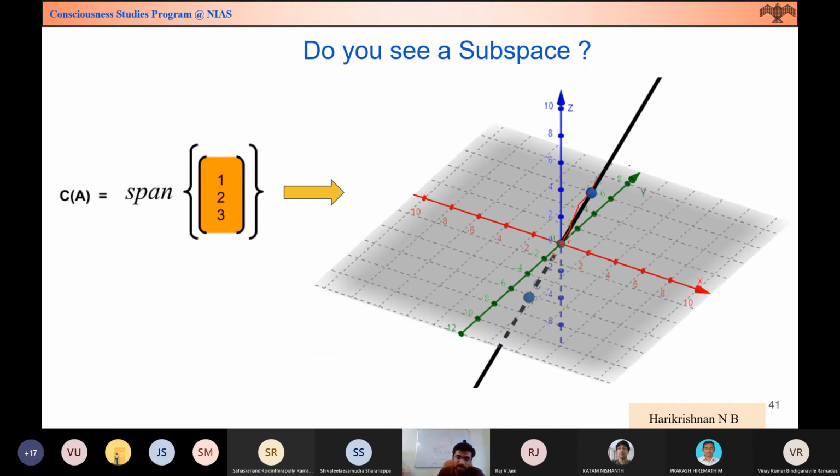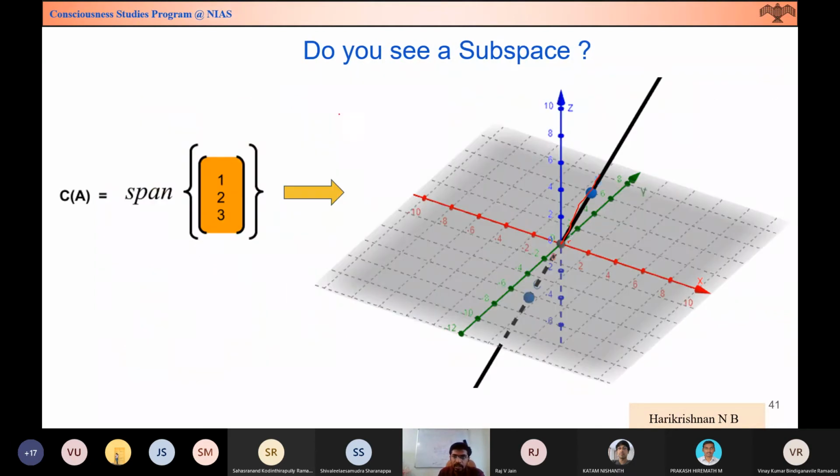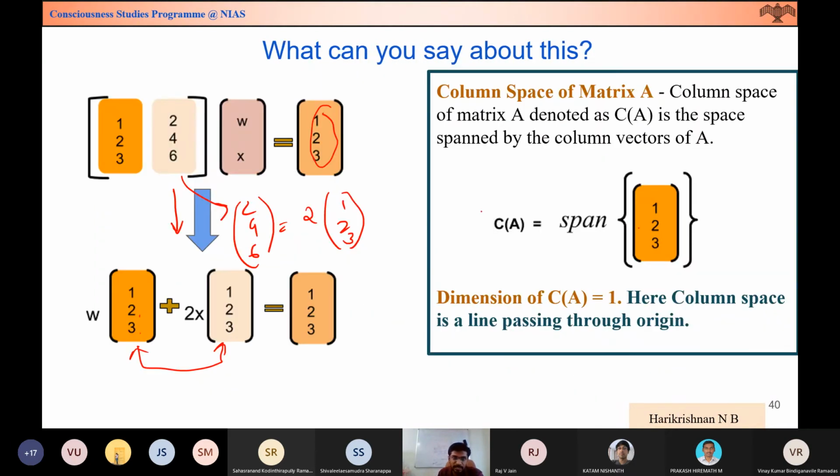It's a line passing through the origin. And you can look at this 1, 2, 3 here. Here also you have 1, 2, 3, right? So 1, 2, 3 is also in the column space, right? So one solution you can see is, if I put W equal to 1 and X is equal to 0, I will get 1, 2, 3.